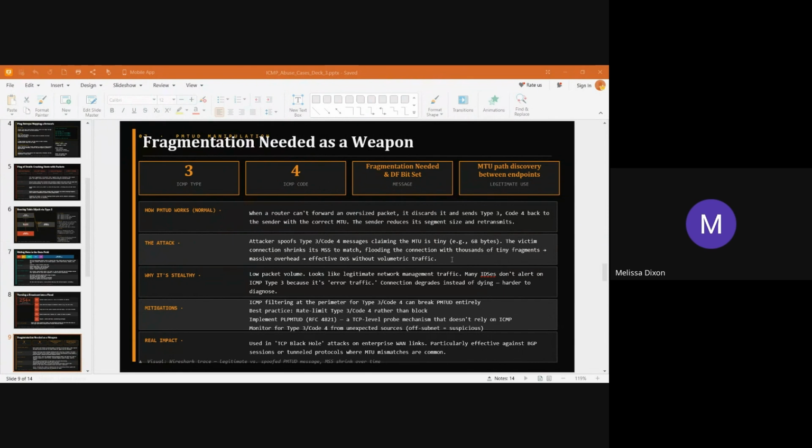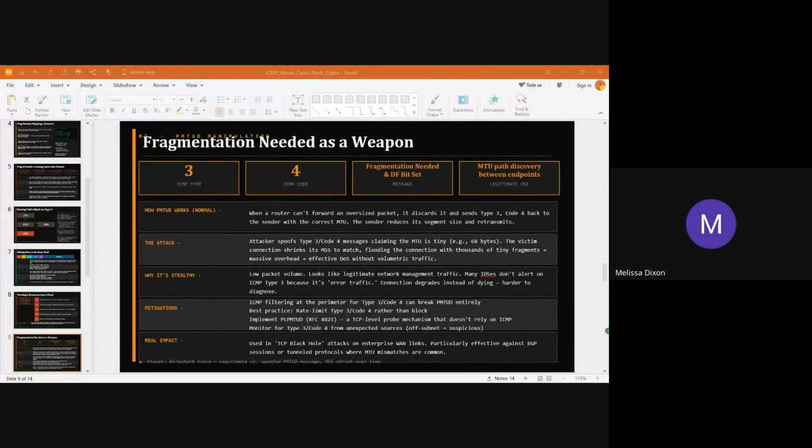So PMTUD manipulation. This is the stealthiest attack that we're going to learn about today. There's no volumetric signature, no authentication failure, no crash. The connection just basically slows down to a crawl, and it looks like a network problem, essentially. It doesn't stop, it doesn't crash, nothing like that. No error messages, no nothing. It just goes really slow. It's big time lag time.